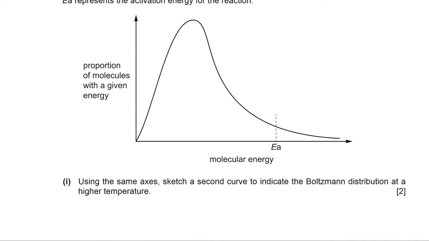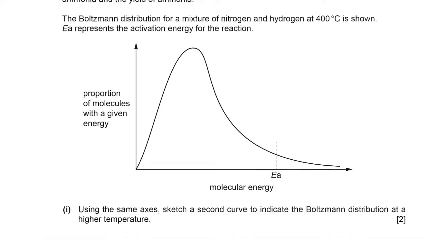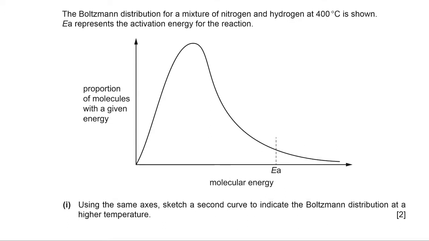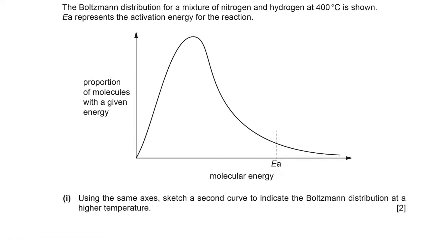This question is the same. You need to use the same axes to sketch a second curve to indicate the Boltzmann distribution at higher temperature, which is totally similar to the previous one. So the peak will be lower than the previous one, and the whole curve will be shifted to the right.